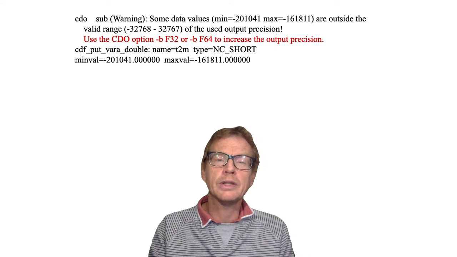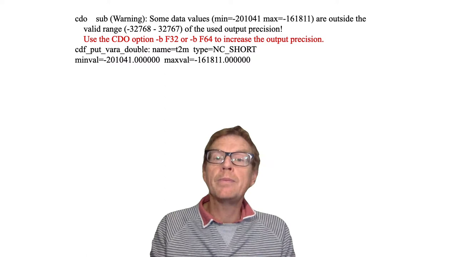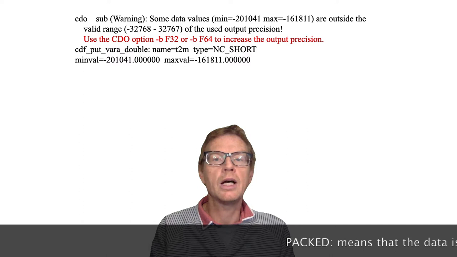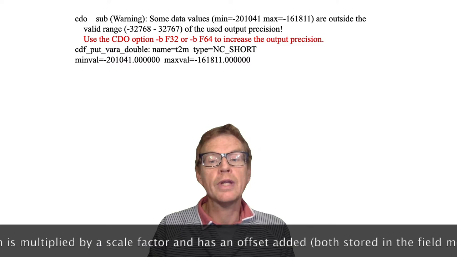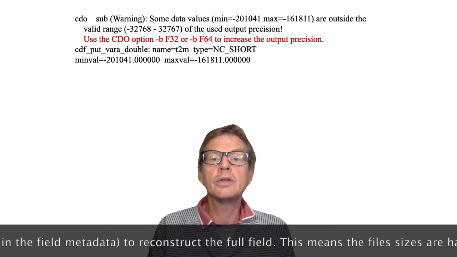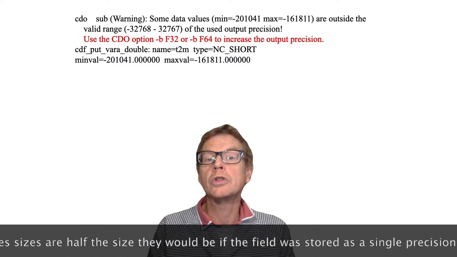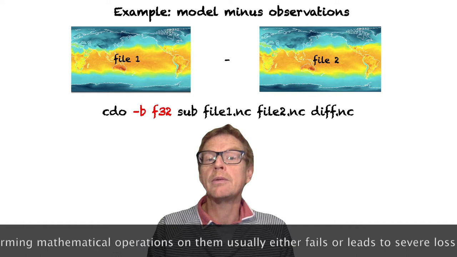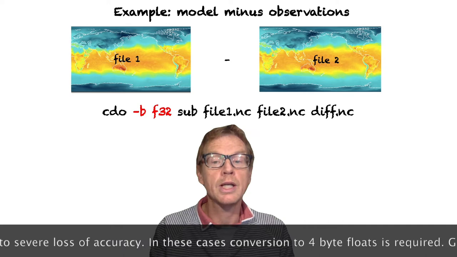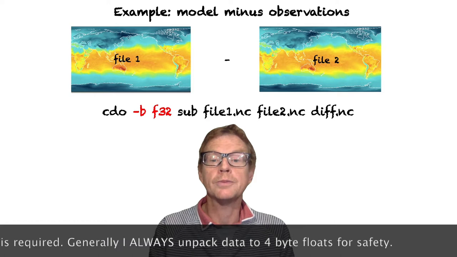Often when you download data such as the reanalysis, it may be stored in a packed format so that the data set is half the size. When you go to combine two files that have both been packed, you can't do that without losing accuracy, which is why you get this warning. To get around that, it's best to convert the output into a floating point. You can see in the command that it gives you the option how to do this, minus B F32 for a 4-byte float, or F64 for an 8-byte double precision float. Right after CDO, we need to add minus B and then a space and then F32. So the file size will be twice as large, but now we have an accurate calculation because of the floating point conversion.